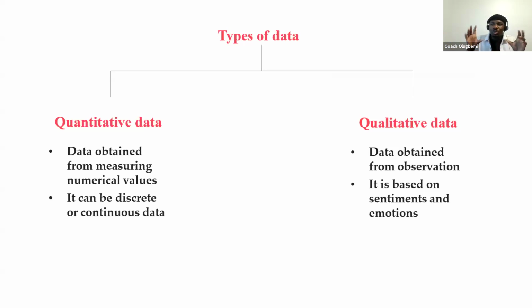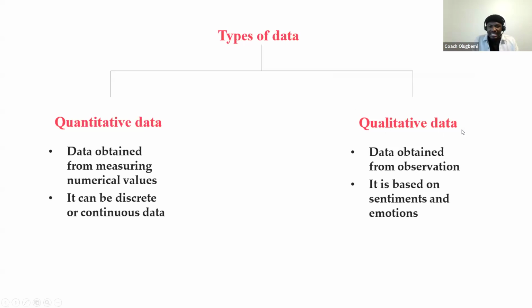Quantitative data has to do with numerical values. And it can be discrete, it can be continuous. Those ones we will enter later when we are doing our visualizations. You will see the difference between continuous and categorical data.